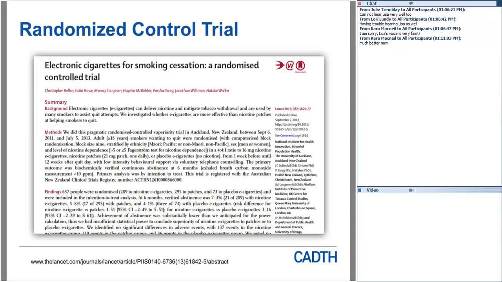A well-done study, an honest study as far as the conclusions were presented. So a good study, but not helpful because there weren't enough people in the study to validate the findings. Next slide, please.